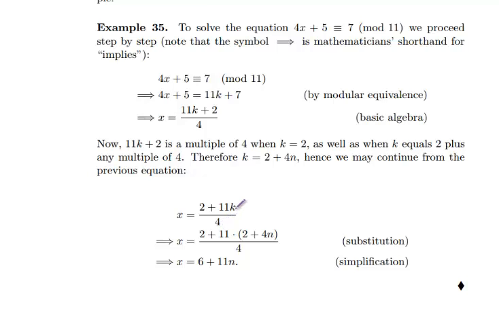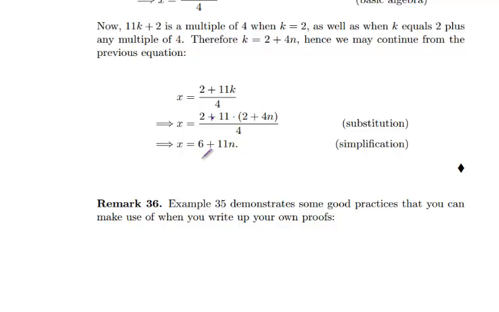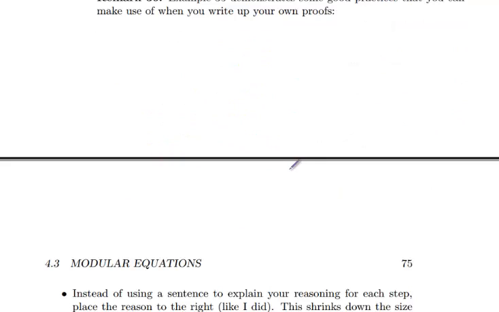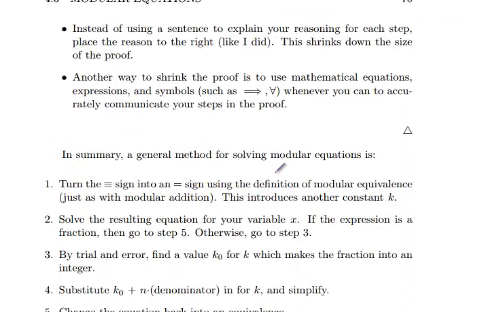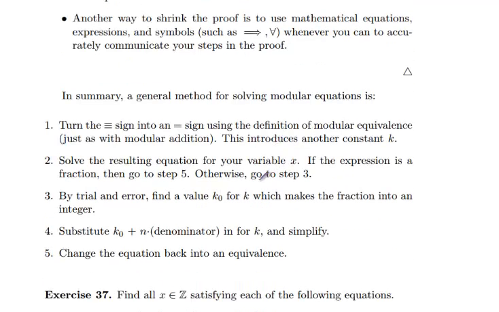By trial and error, you find that k equals 2 makes this an integer. I can add 4n to k, and still it will be an integer. So I've replaced k with 2 plus 4n, and you end up with this equation, x equals 6 plus 11n. That's the same thing as saying x is equivalent to 6 mod 11. Okay, so that's another way of writing the solution. Okay, so here this generalizes that procedure.